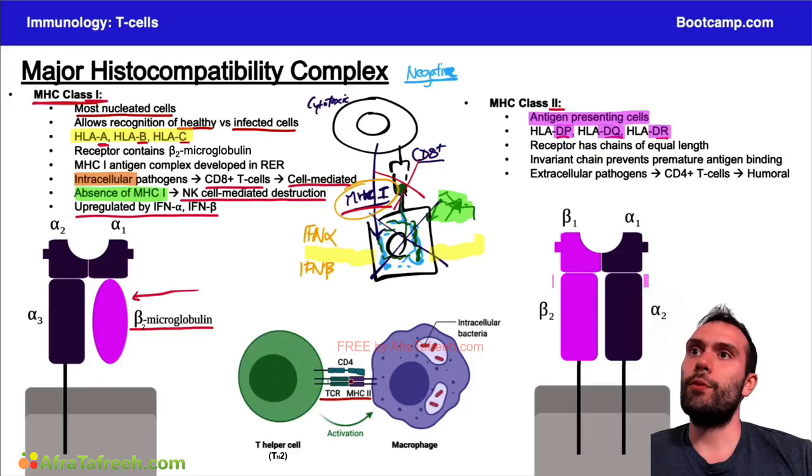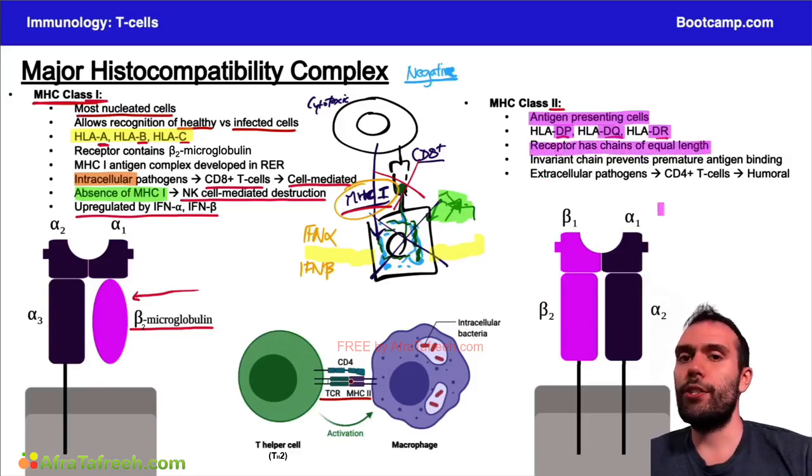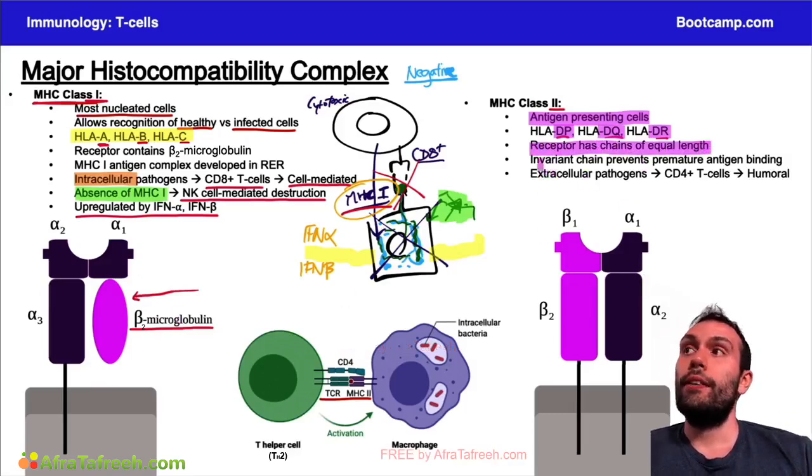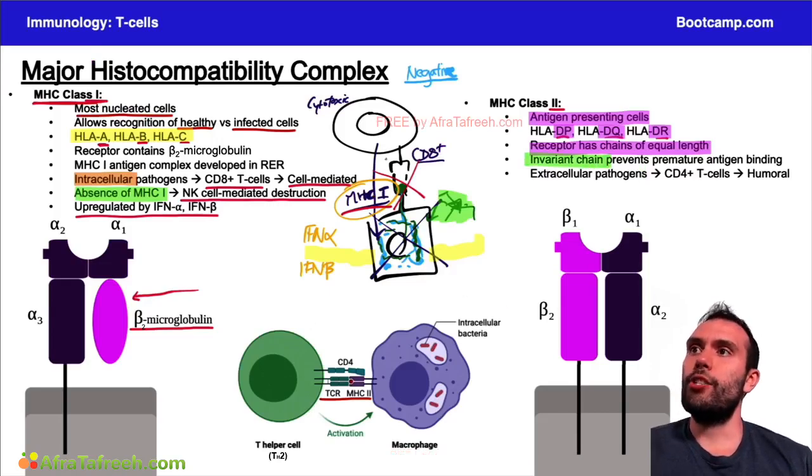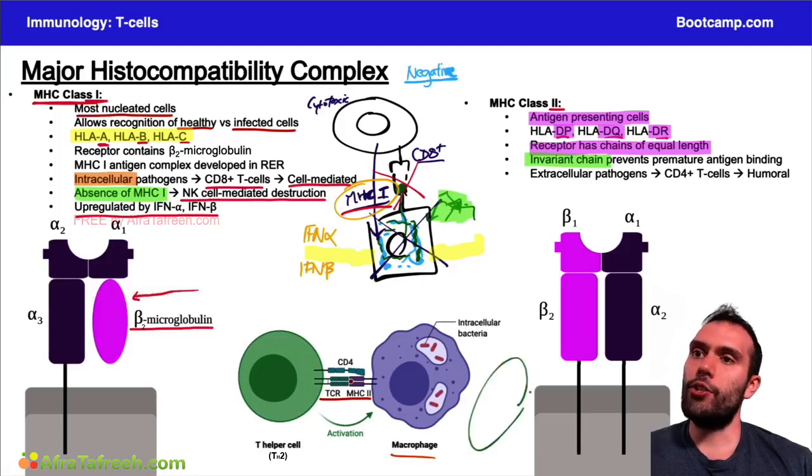Now, again, we talked about the receptor having chains of equal length, which is different from the receptor in MHC class 1, which is going to be asymmetric and have beta-2 microglobulin. The other thing that sometimes comes up when we're talking about MHC class 2 is this invariant chain. When we talked about MHC class 1, we were talking about an intracellular pathogen. For MHC class 2, because we're talking about antigen-presenting cells, like this macrophage here, how is this process going to start? This macrophage is eventually going to get into contact with some bacteria here.